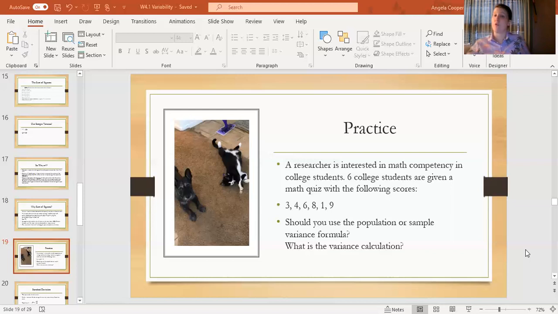So let's get this going. I'm going to start with 3. So 3 minus 5.17 is negative 2.17. I'm going to square that. I have 4.71. Now we do the next one. 4 minus 5.17, negative 1.17. Squared is 1.37. All right, moving on down. 6 minus 5.17, 0.83. Squared is 0.69.